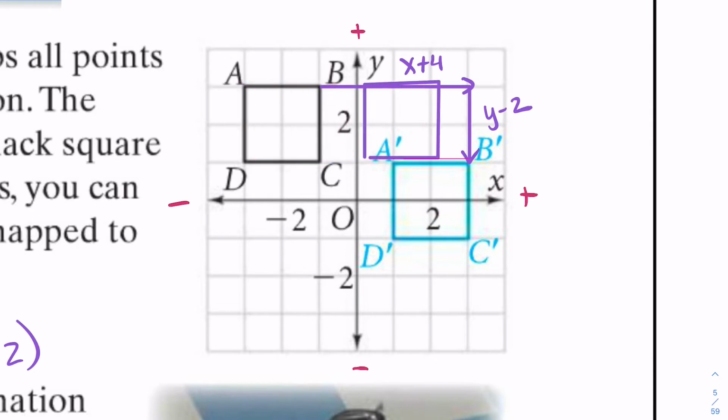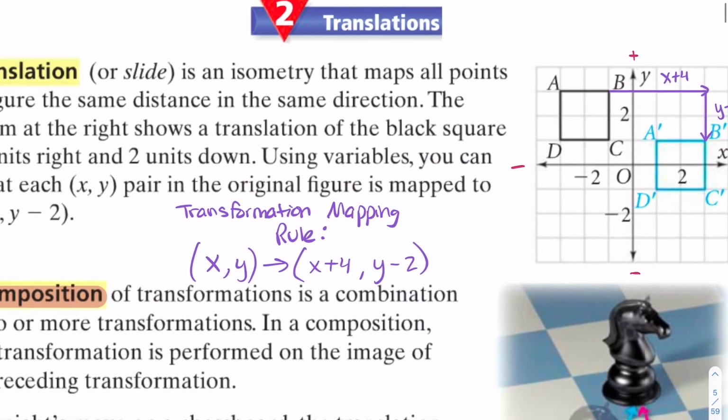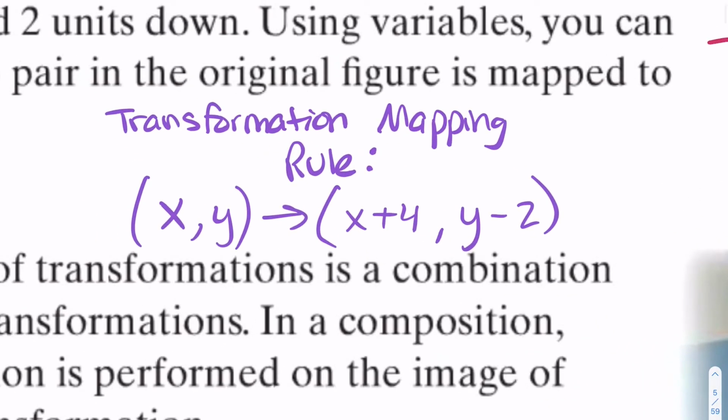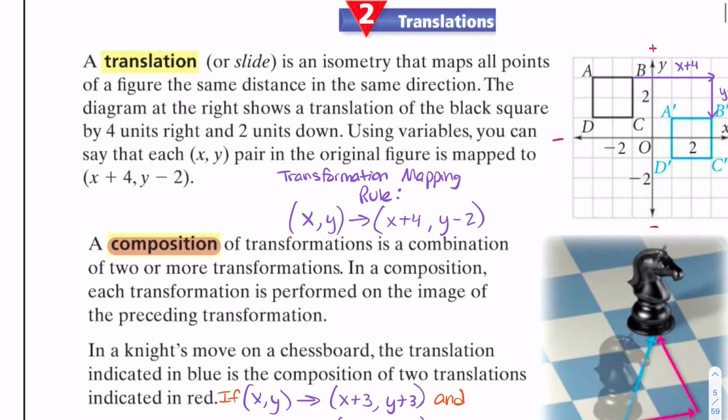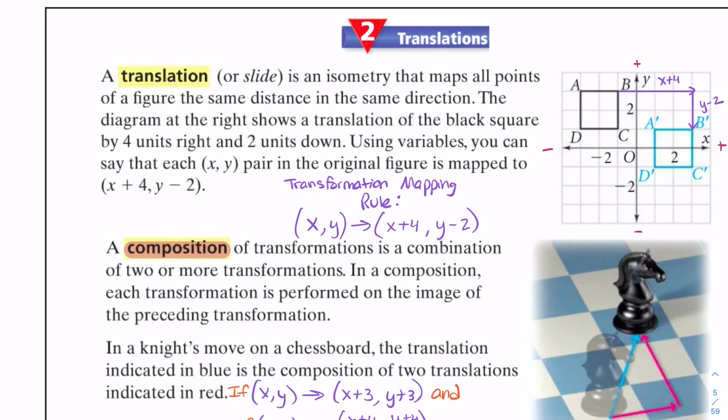So I went over 4, so I added 4 to all of my x values, and then I went down 2, so I took 2 away from all my y values. And that is how we write the mapping. We write it as x comma y maps onto x plus 4, y minus 2. Whatever I have for x, I'm going to add 4 to it, and whatever I have for y, I'm going to take 2 away.